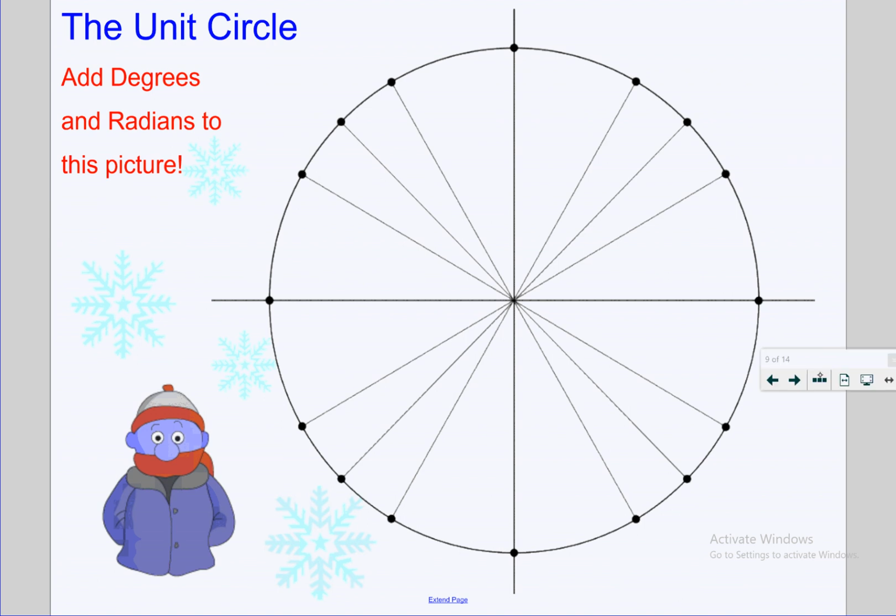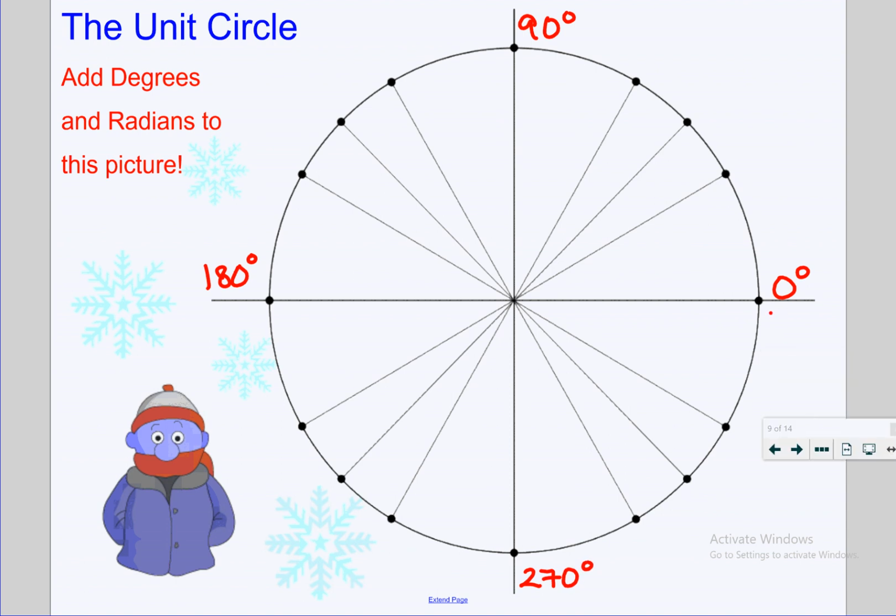Okay, so we've talked about a few things already. First of all, our angles are always in standard position, so they're starting on that positive side of the x-axis. That's 0 degrees. Every quarter turn is how many degrees? 90, 180, 270, and if I do a full rotation, it's back to 360.